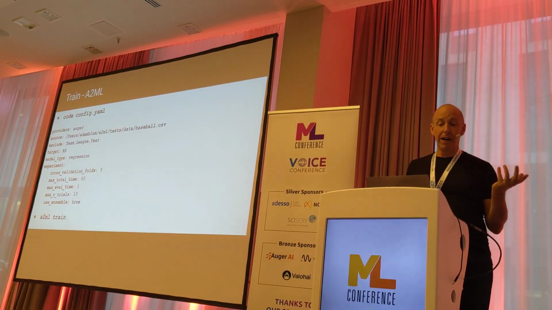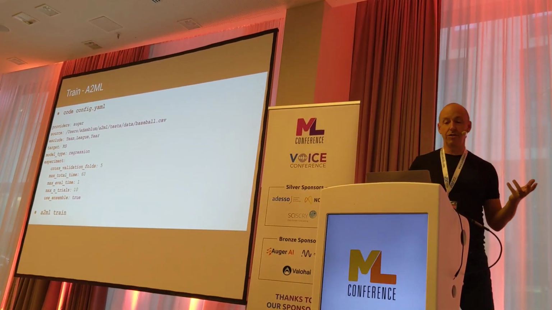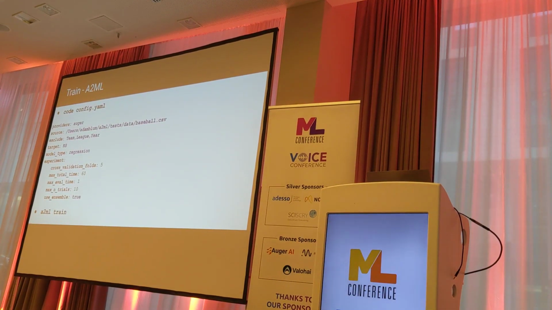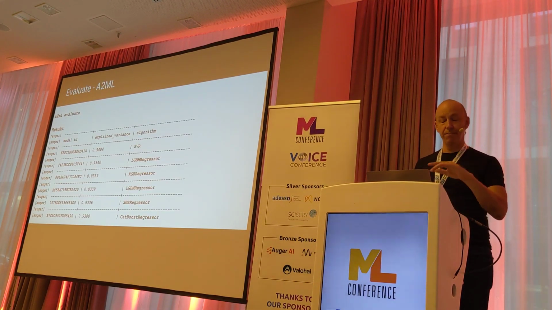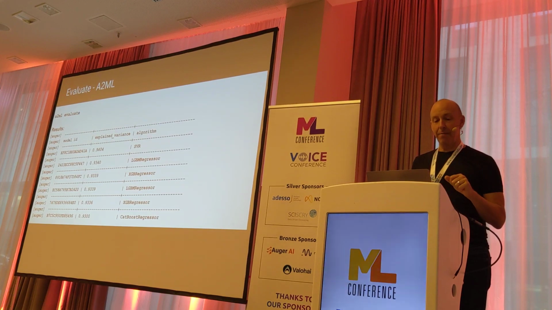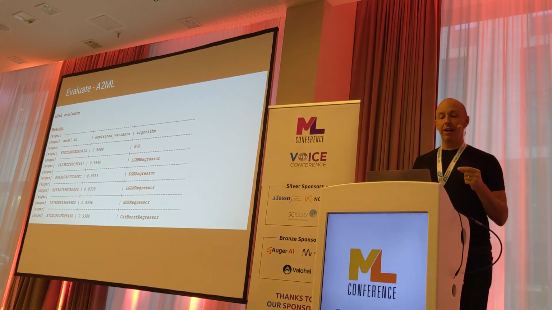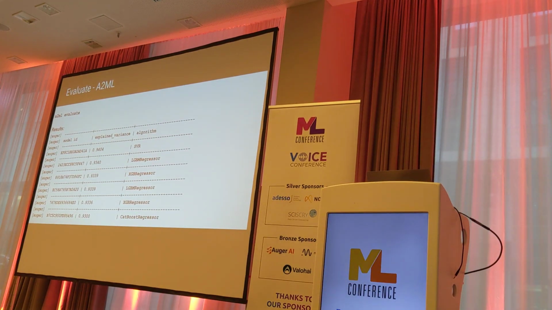But you can see with A2ML, which again you can drive Google or Augur or Azure, you call A2ML train with those parameters. There's an evaluate with A2ML, and you can see what it's doing is it's giving you different model IDs, and then giving you the explained variance. It happens to be what we used to guide this particular search, and then it tells you the algorithm.